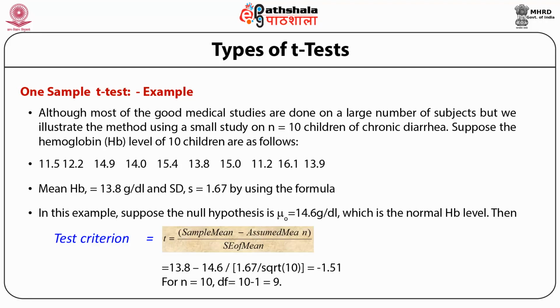Here the t is equal to minus 1.53. The degree of freedom will be n minus 1. There are 10 observations, so the degree of freedom will be 9. So we can compare it with the tabulated value and reject accordingly.